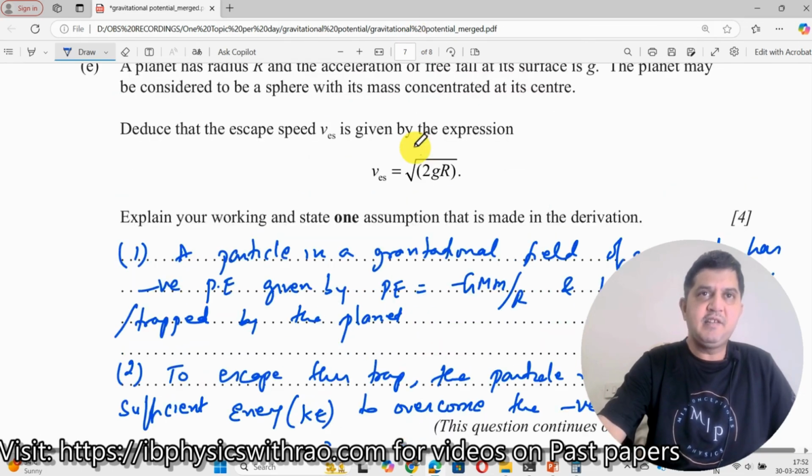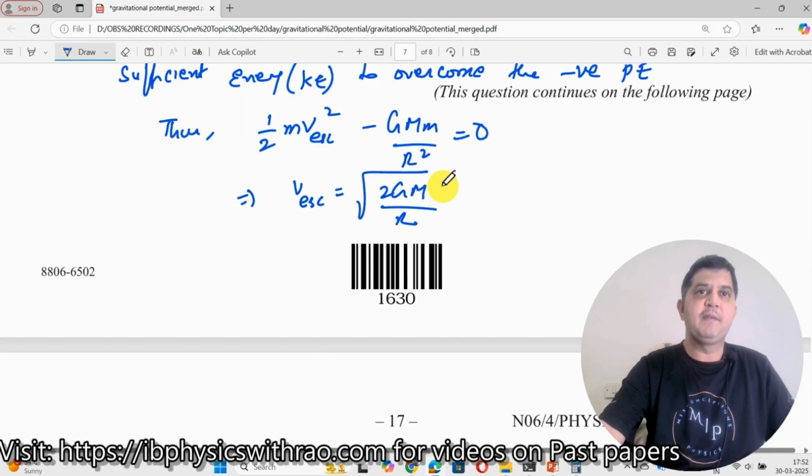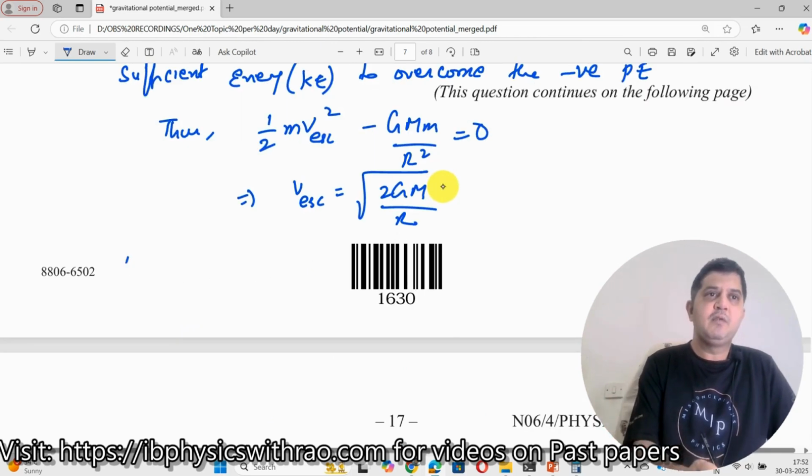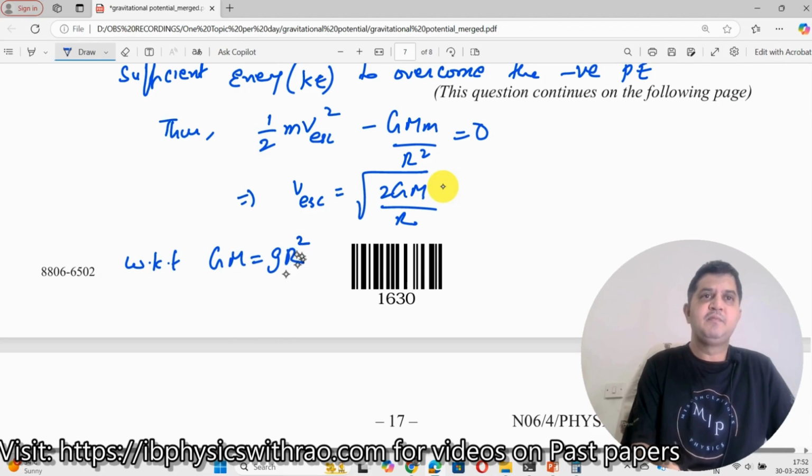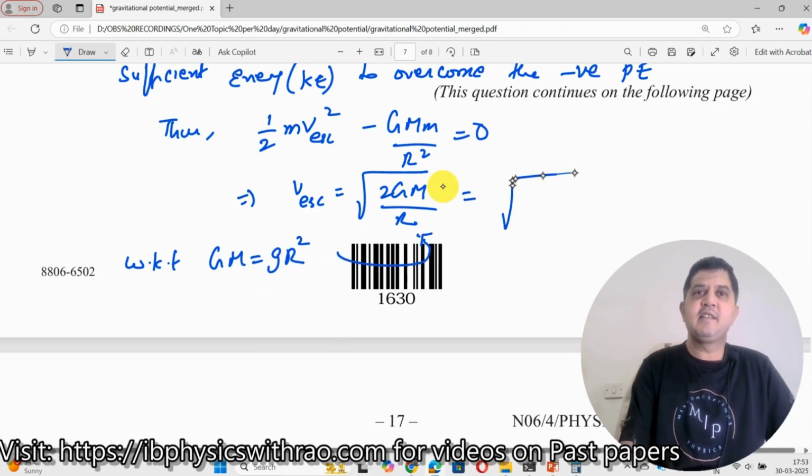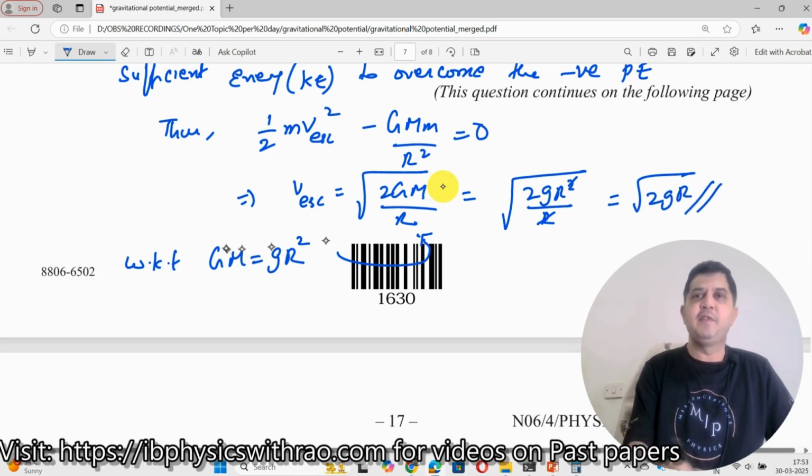Is that what is being asked? No, he has asked for 2gr. So what we do is, now we know that GM is equal to gR square. Substitute this over here, so you get the answer as square root of 2gR square divided by R. This cancels away, and you get v escape equal to root 2gR.